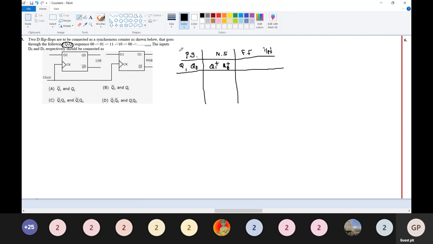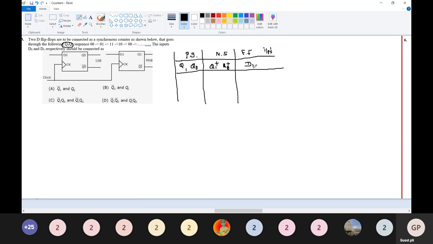So here in this problem we have the present state and the next state. This is a counter problem, which means we know the present state and next state, so we need to find the input. For that purpose, the table will be of this order. So what are the flip flop inputs?